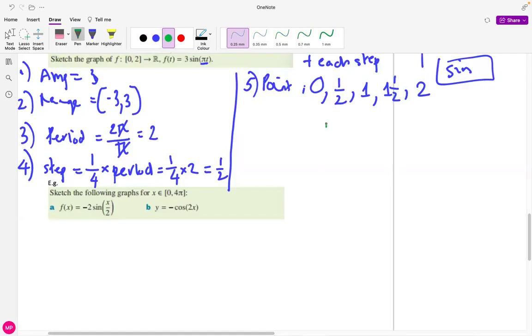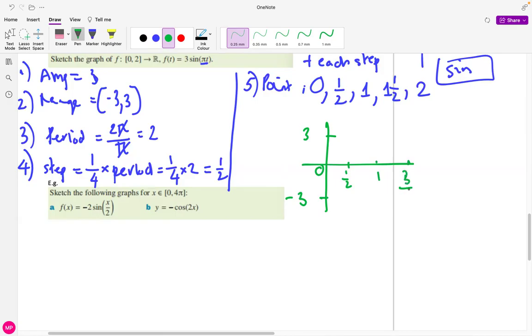All right, so let's put them together. I look at the range, which is -3 to 3, and I have all the points here. I have 0, 1/2, 1, and 1 and 1/2.